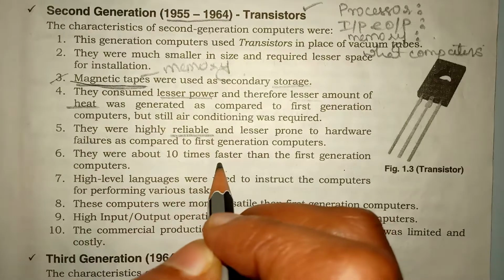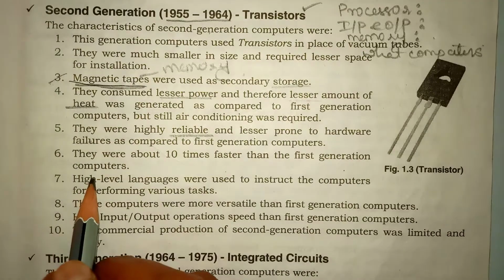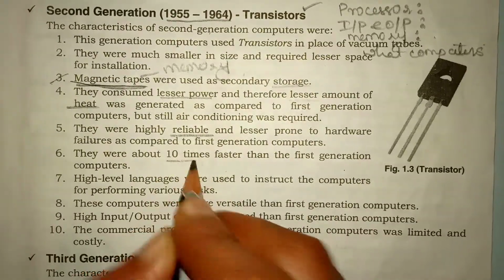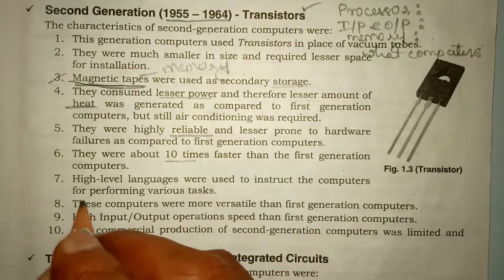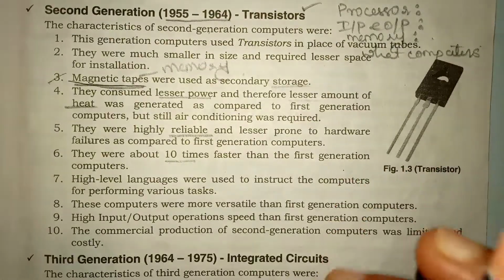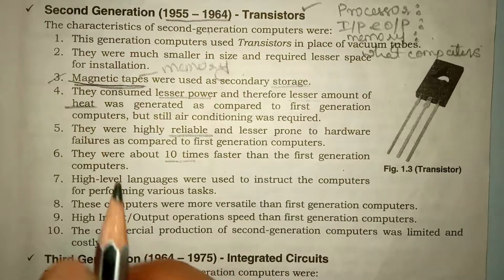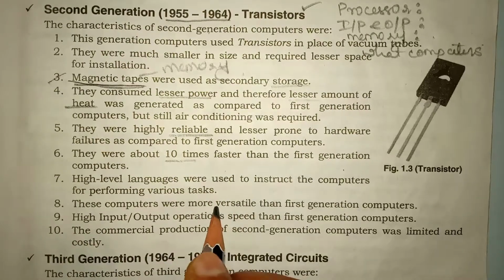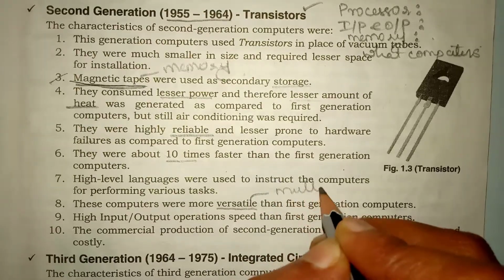First generation computers were unreliable due to their inaccurate results, and these were about 10 times faster than the first generation computers because here the speed is increased. High level languages were used to instruct the computers. In the first generation we discussed that only machine level and assembly languages were introduced. When we come to the second generation, high level languages were used to instruct the computers, and these computers were more versatile.